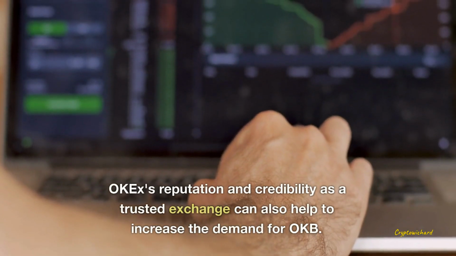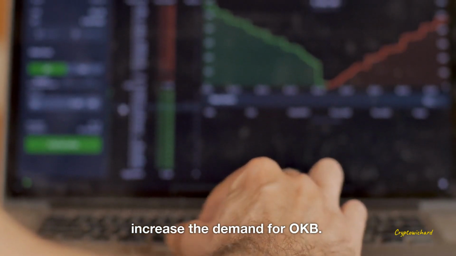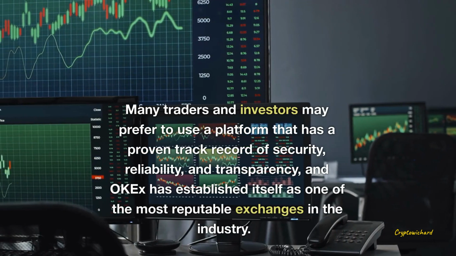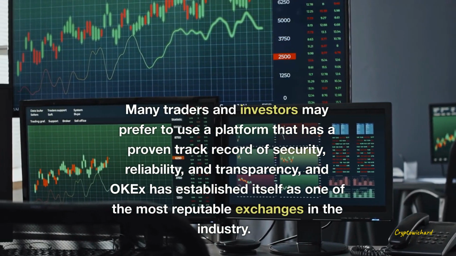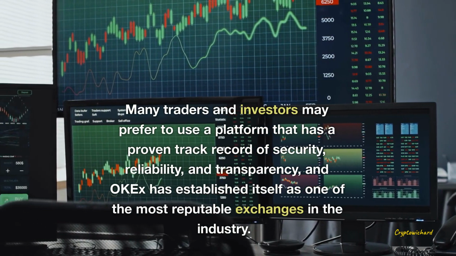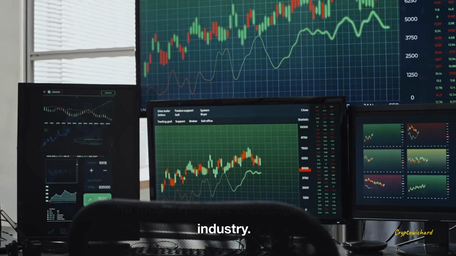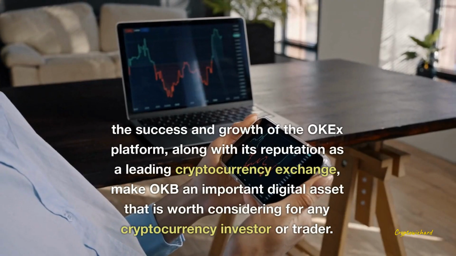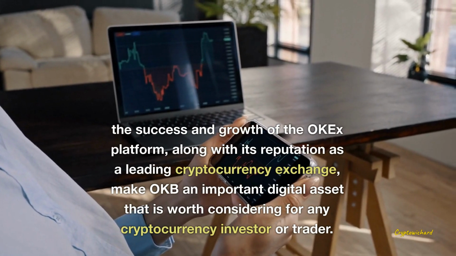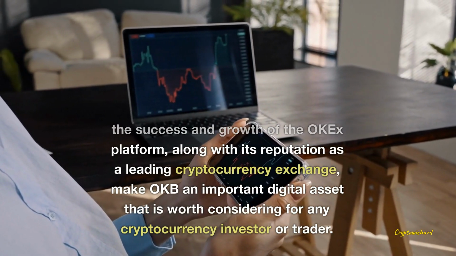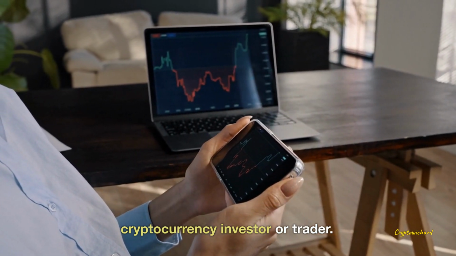OKEX's reputation and credibility as a trusted exchange can also help to increase the demand for OKB. Many traders and investors may prefer to use a platform that has a proven track record of security, reliability, and transparency, and OKEX has established itself as one of the most reputable exchanges in the industry. The success and growth of the OKEX platform, along with its reputation as a leading cryptocurrency exchange, make OKB an important digital asset that is worth considering for any cryptocurrency investor or trader.